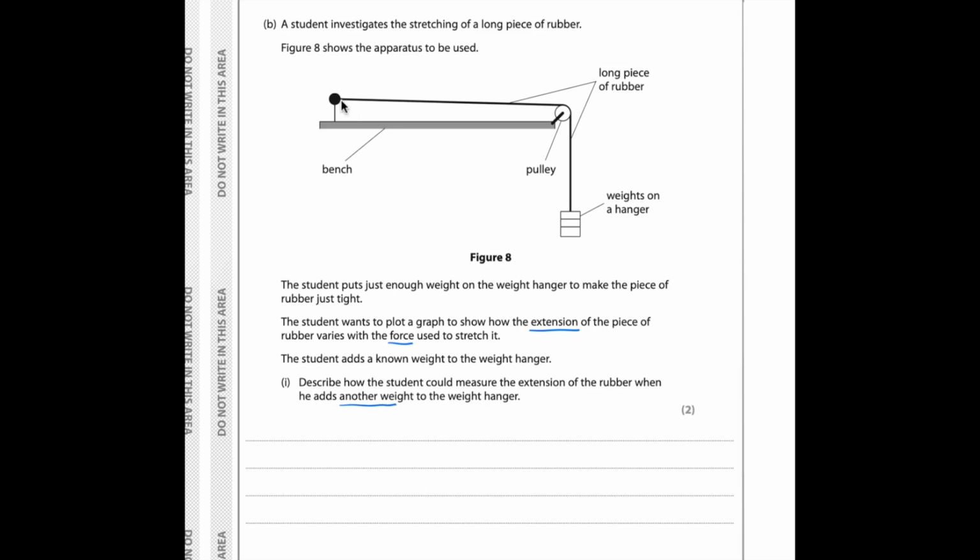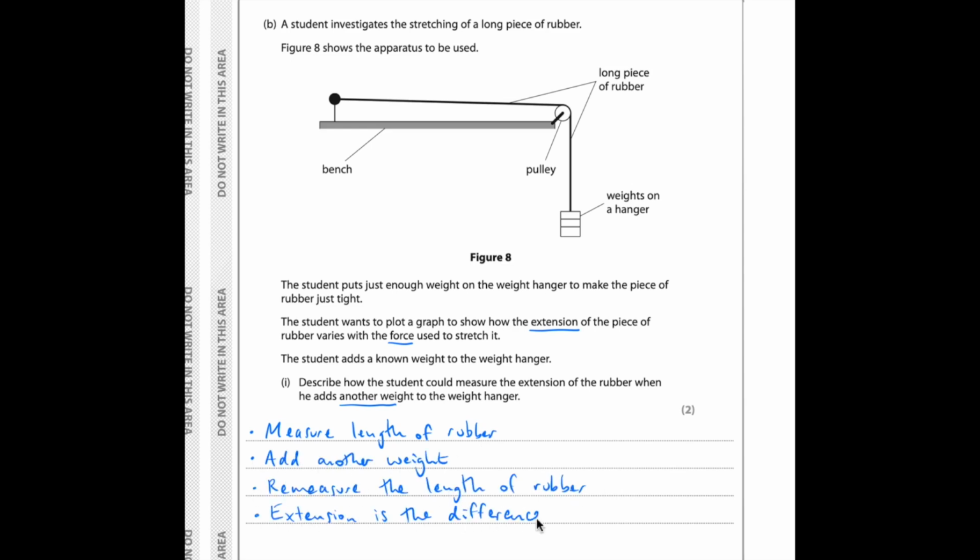Right, well, if he measures the length of the rubber and then he adds the weight on and then he remeasures the length of the rubber, how much it's extended is the difference in lengths. So: measure the length of rubber, add another weight, remeasure the length of rubber. The extension is the difference in length. Don't just say the extension is the difference. Make sure you say in length. Now it's only worth 2 marks, so we'll definitely get 2 marks for saying that.